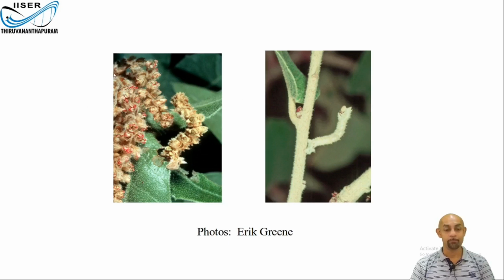Here you have flowers of an oak species. This one here is a caterpillar. This caterpillar is masquerading as oak flowers. If you look closely, you can see that the caterpillar has been feeding on these leaves.